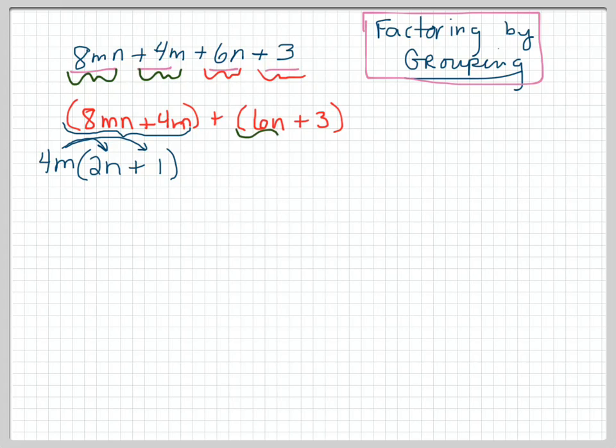Do the same thing with my second grouping. I say, okay, what do you have in common? They had a 3 in common. So I pull that out. I check it and go, that's 6n plus 3, so I've pulled it out correctly.